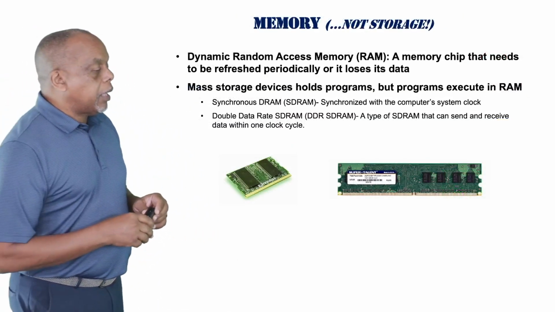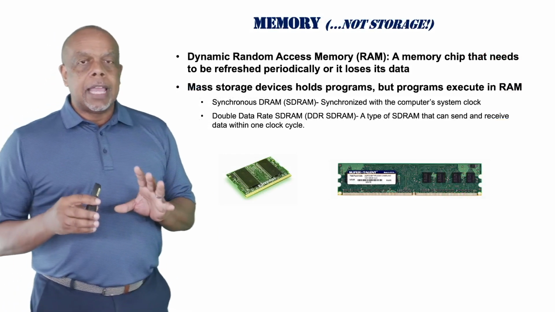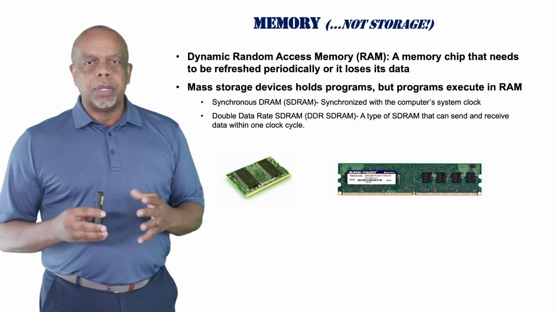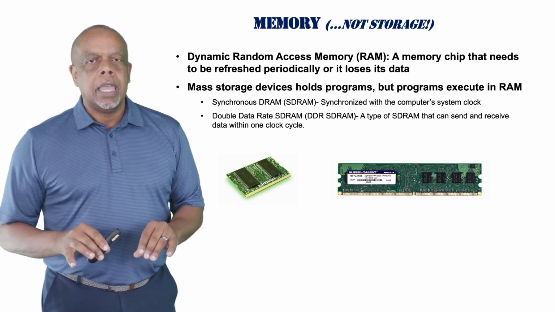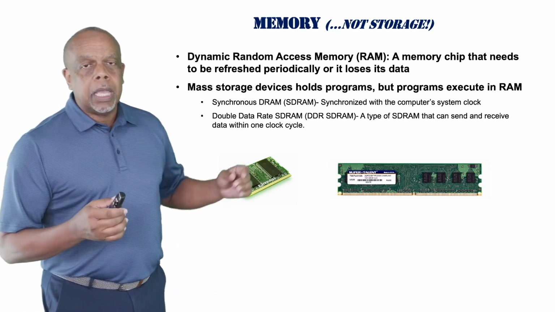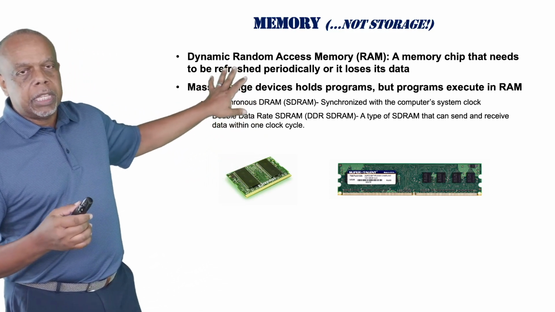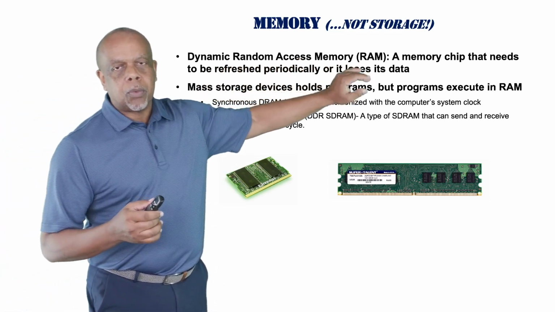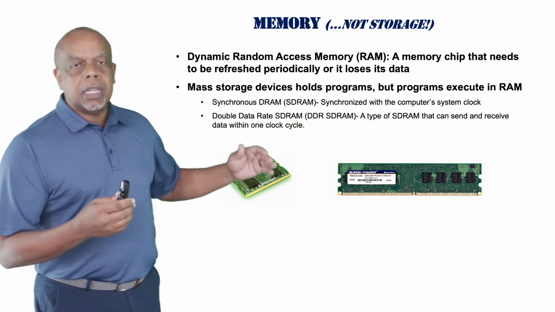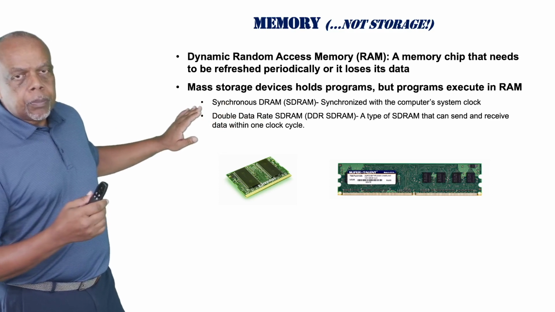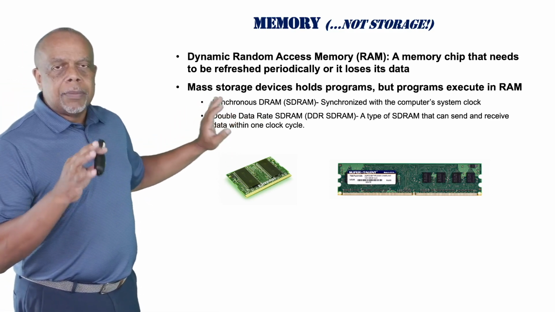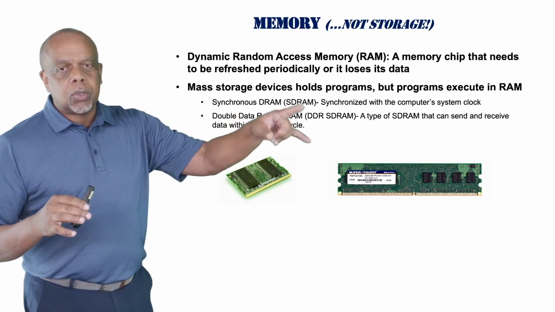Something that I always like to say, this is memory and not storage. Sometimes we use these two synonymously, memory and storage, but they're two different things. Okay. With memory, we're talking volatile memory, like RAM. It could be DRAM, dynamic random access memory. That's a chip that has to be refreshed periodically or it loses its data. So when we look at memory, it is not storage, okay? We're going to talk about storage a little bit later.